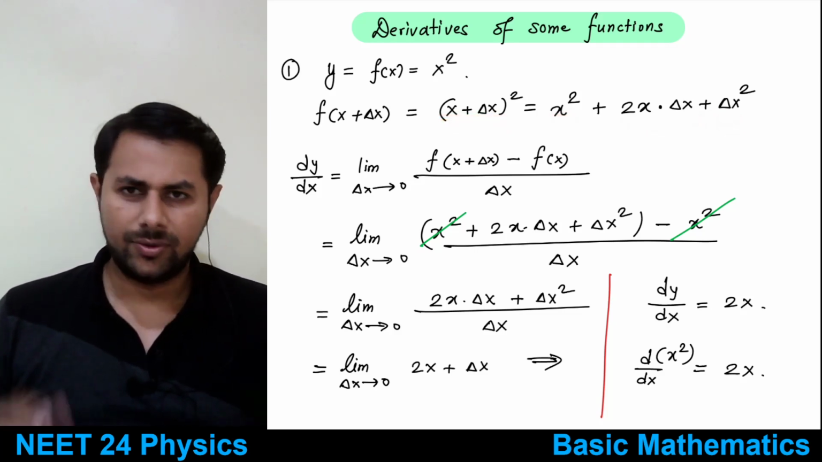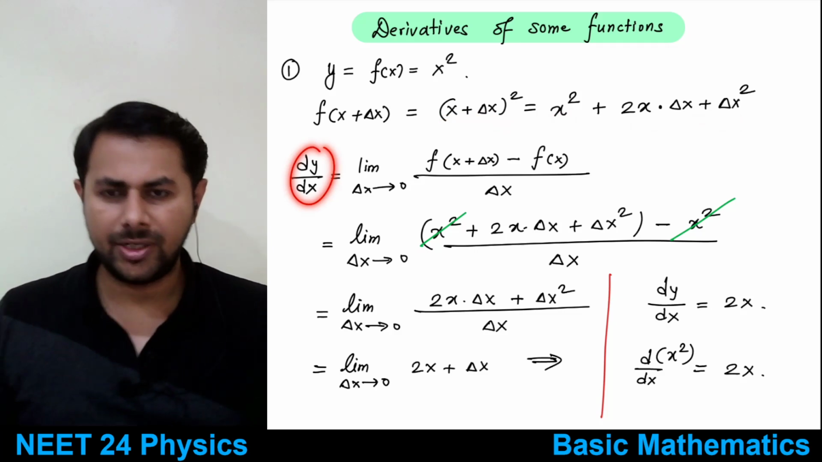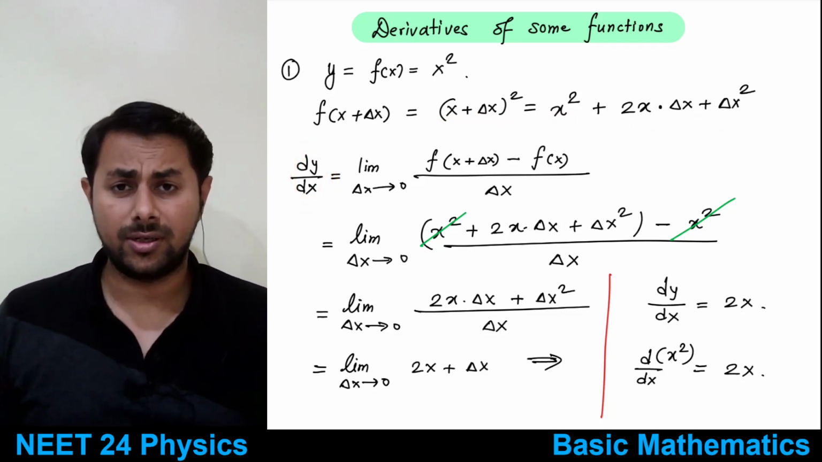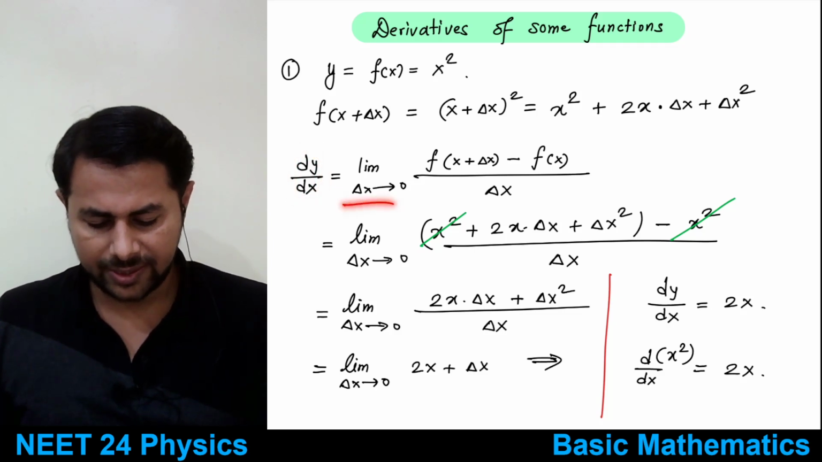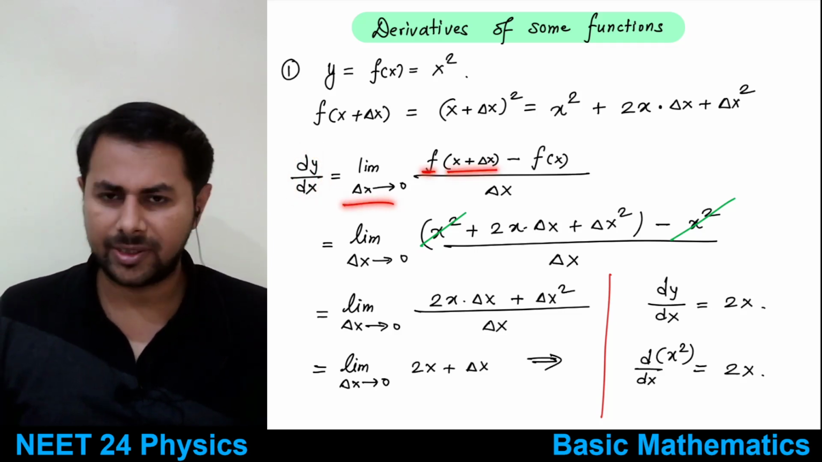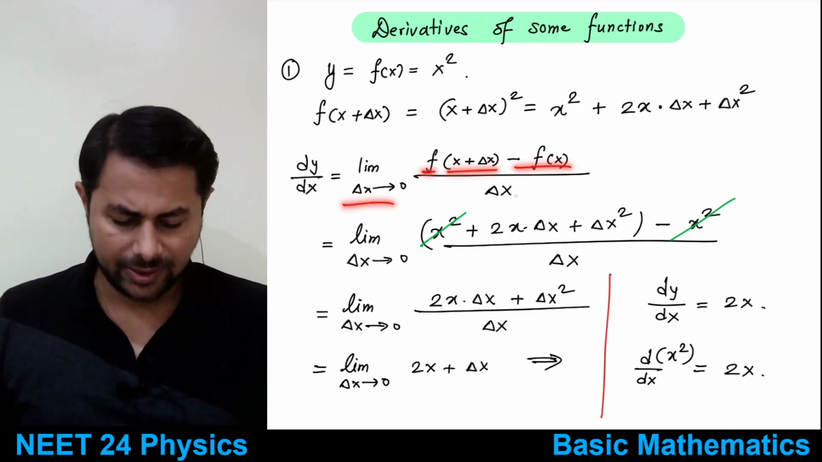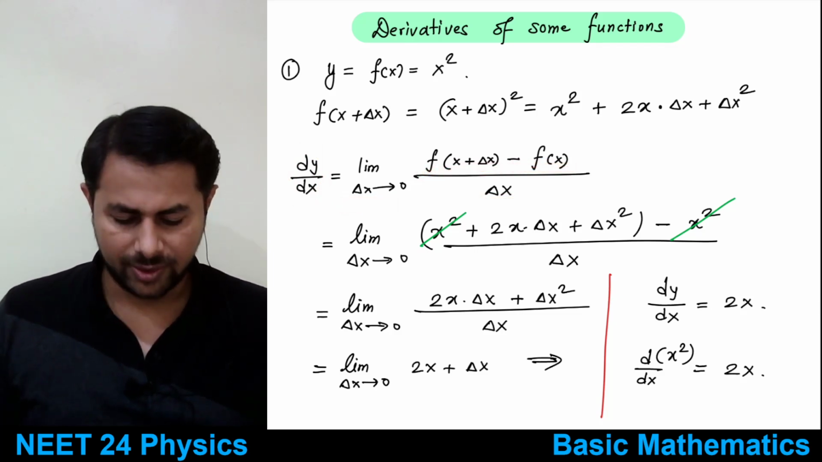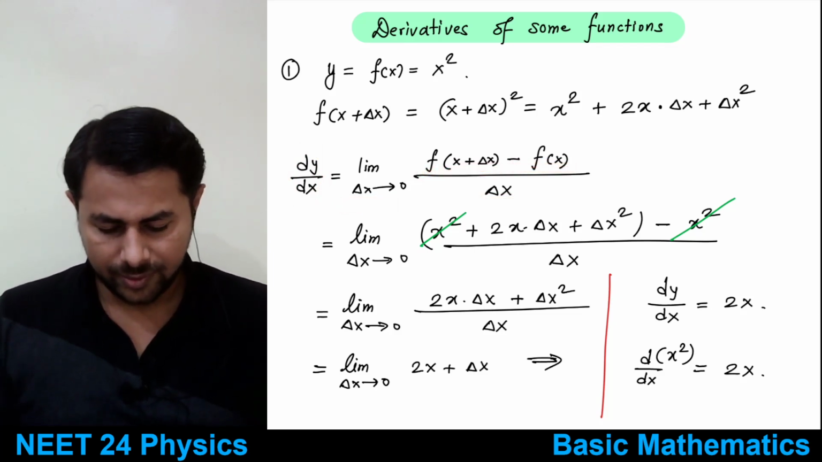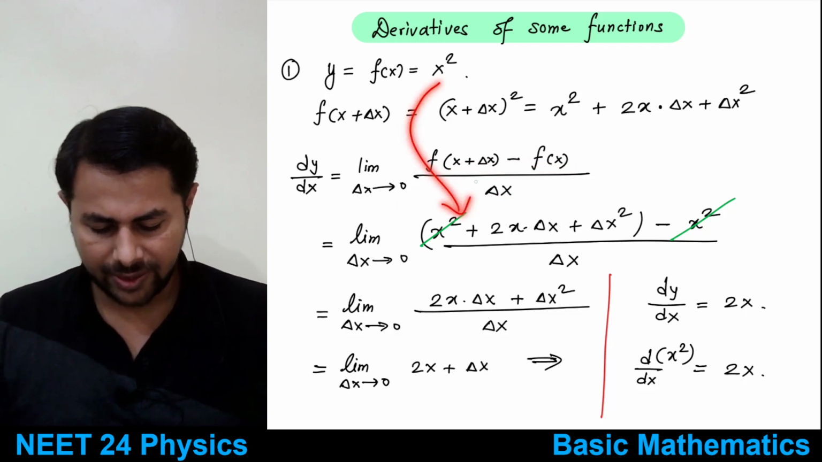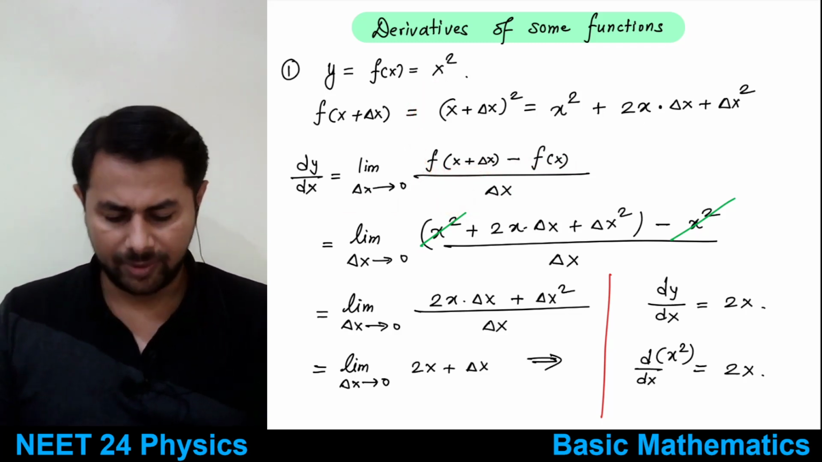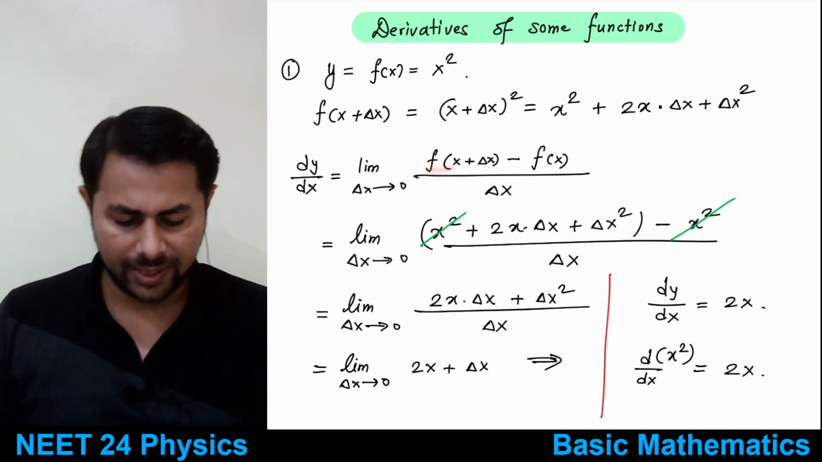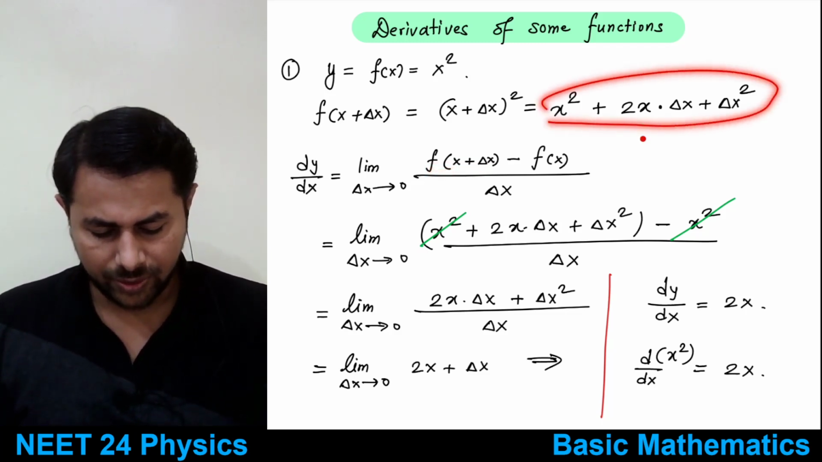Then you take the definition. What is the definition of derivative? dy by dx is the limit as delta x tends to 0 of f of x plus delta x minus f of x, divided by delta x. Okay, so then you put that x square here, sorry, x plus delta x square, right, because it is f of x plus delta x, it's this thing, you put it here.